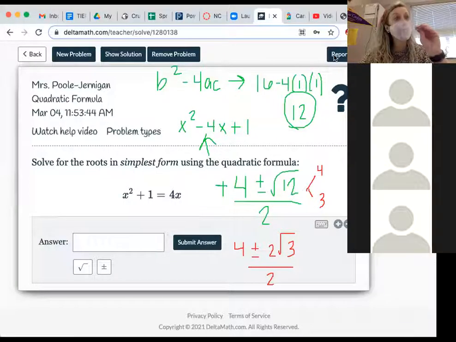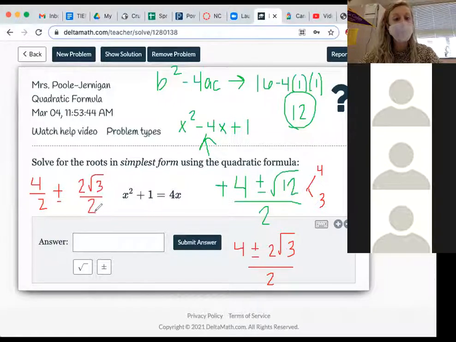When you are simplifying, the 4 is over a denominator of 2, and so is the 2 square root of 3. So remember, from here, you're supposed to break it up and do 4 over 2 plus or minus 2 square root of 3 over 2. If you are putting it in simplest form, this is what I expect on the test. So what is 4 divided by 2? 2 plus or minus, and then what happens with the 2's in the second fraction? They do cancel, so y'all should have just gotten 2 plus or minus square root of 3.